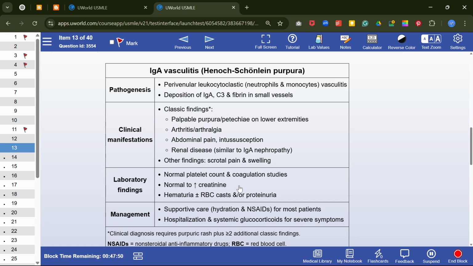Normal platelet count and coagulation studies, normal to increased creatinine, hematuria with or without RBC casts or proteinuria. Management is supportive care, hydration and NSAIDs for most patients; hospitalization and systemic glucocorticoids for severe symptoms.